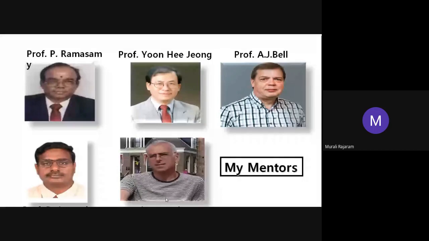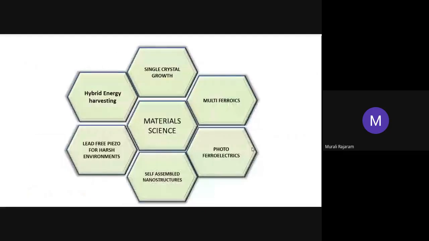And then Professor A. J. Bell, with whom I learned a lot about piezoelectric materials. So whatever you are going to see, if there is anything interesting, it is because of these people, my mentors. I thank them before starting this presentation. These persons influenced me on the research topics.